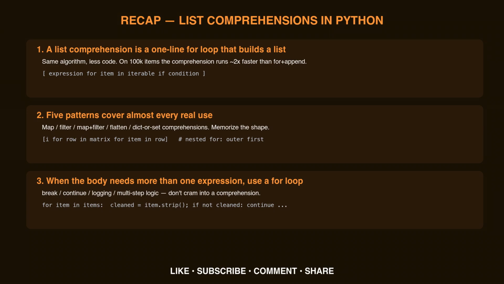Three things to take away. First, a list comprehension is a one-line for loop that builds a list. Same algorithm, less code. And on 100K items, it's about twice as fast as for+append.